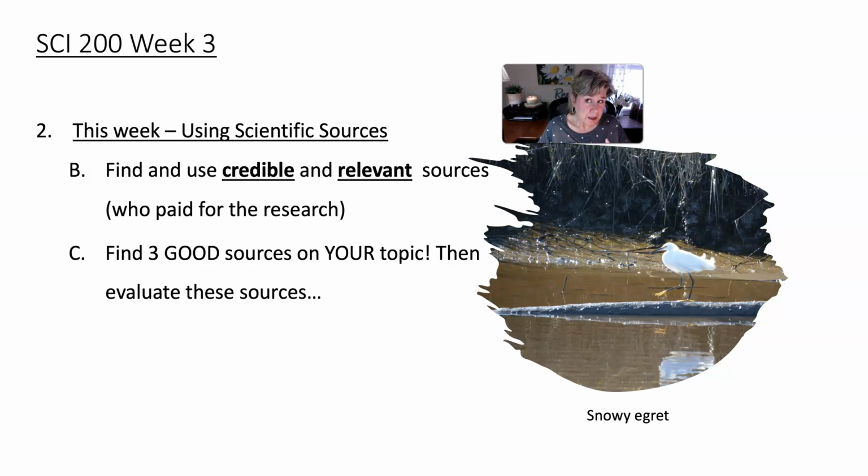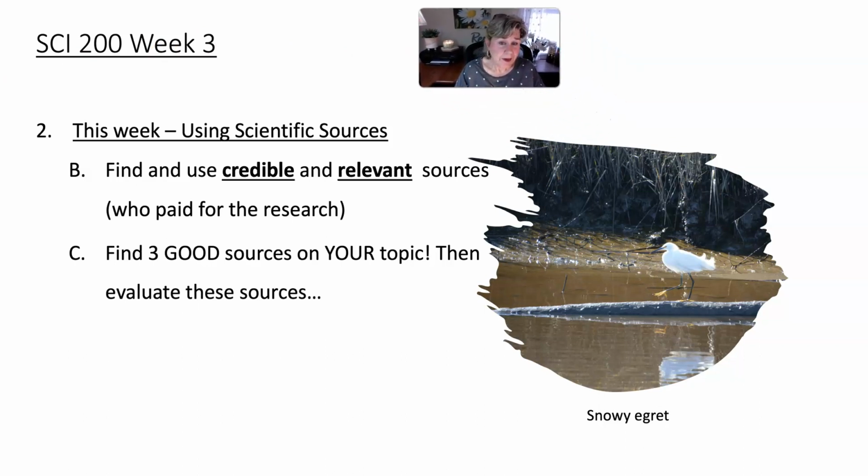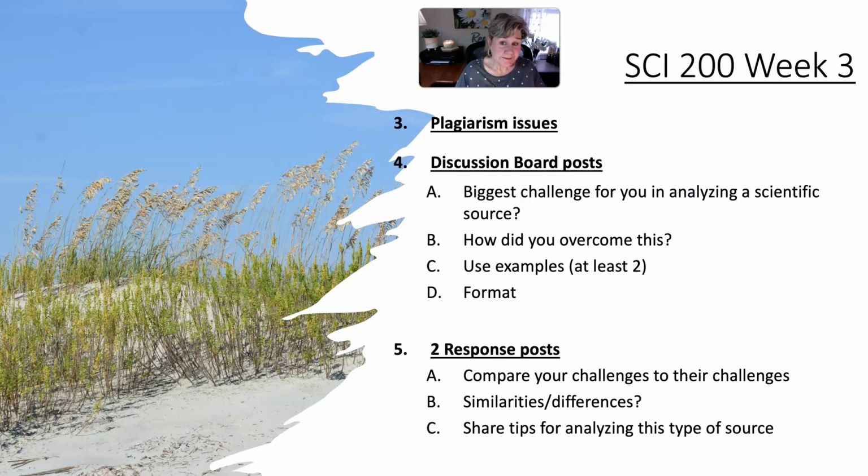And like I said, you always look at the end of an article to see who funded the research. You're going to find 3 good sources for your topic, and then you're going to evaluate them. And you're mainly doing this through your Sumo web text this week. All right.